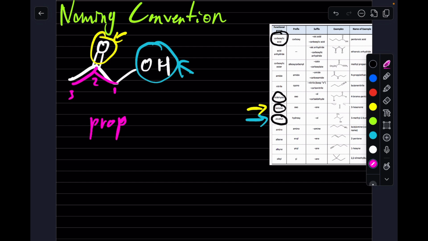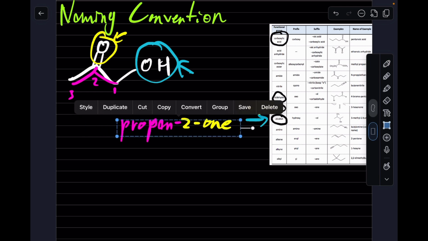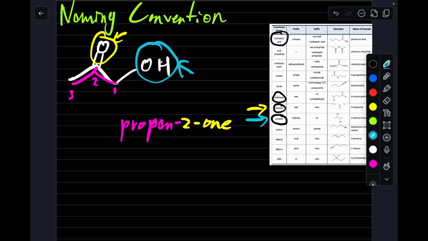So prop... and yeah, so since ketone is the highest priority functional group, it's going to be at the end, right? It's going to be the suffix. So that's going to be prop-2-one. And since alcohol is not the highest priority, it's gonna be a prefix, right?